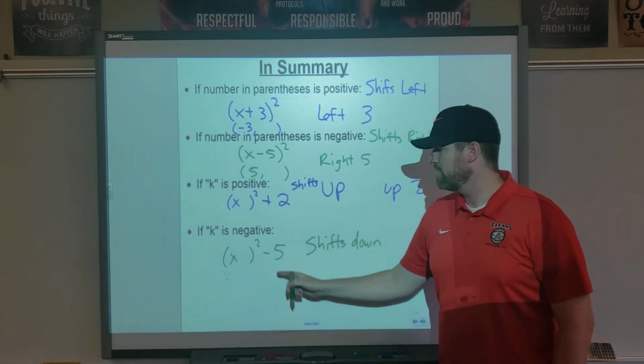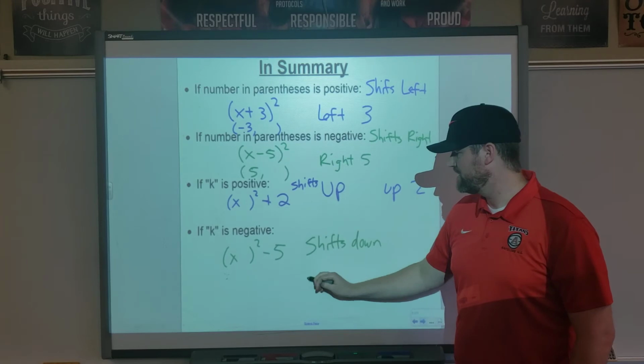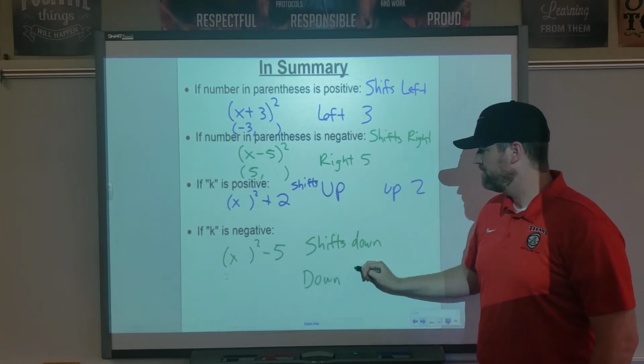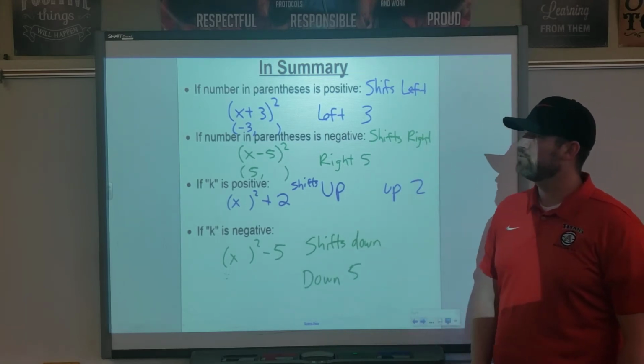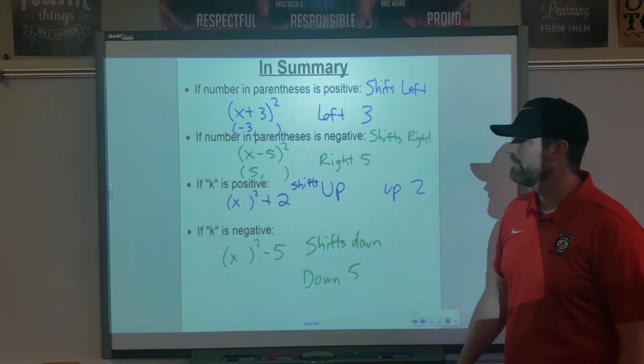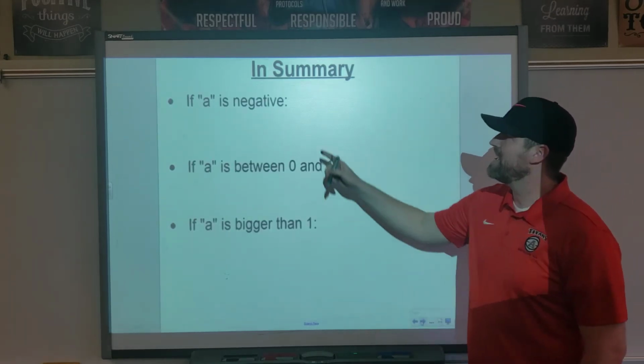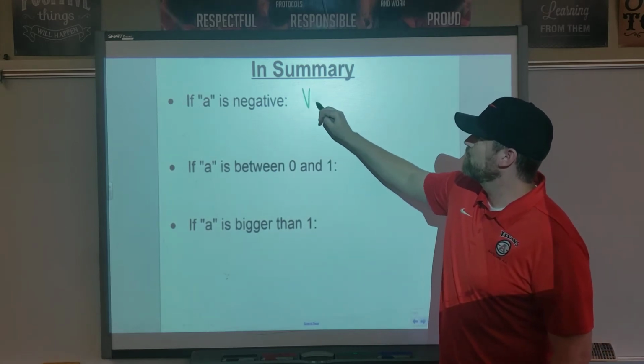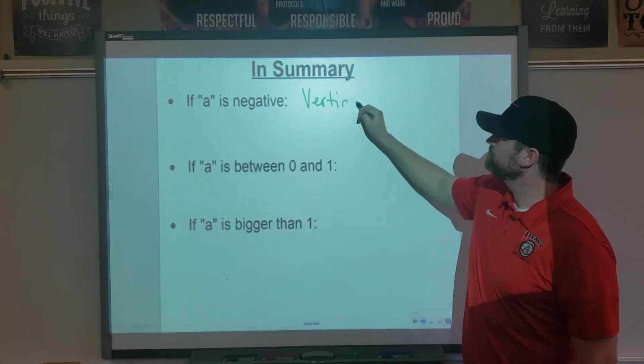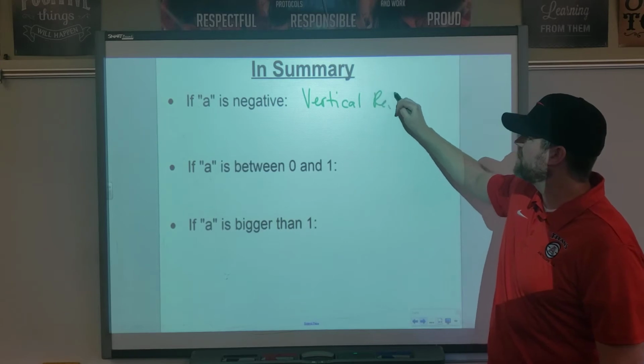And this particular one, because it's -5, it's going to go down 5. So a little bit of a recap of what numbers in those different places will do. And then as far as our a values, if a is negative, it will be a vertical reflection. It will flip it upside down.